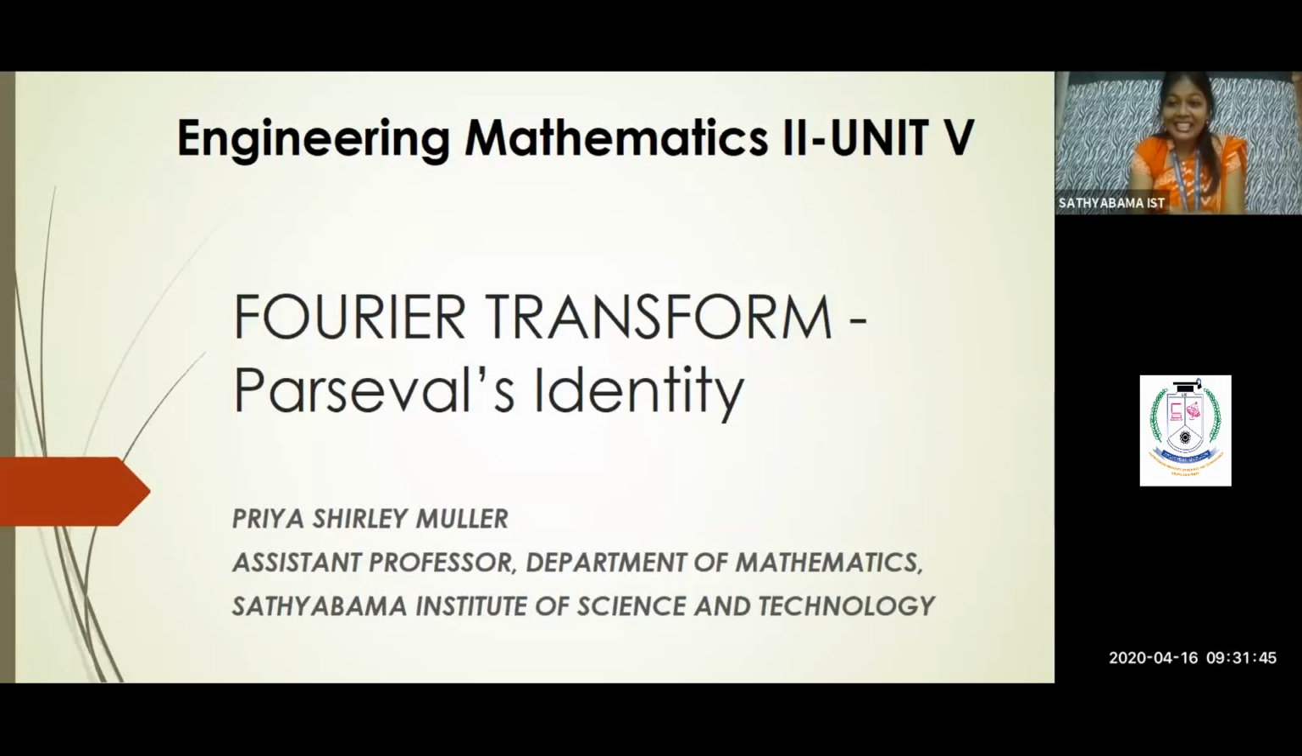Mainly Parseval's identity. Okay, this is from the fifth unit, Fourier transform. Now, this is a really, really important topic in this unit. So I'm sure this is going to be really useful for you. All right.